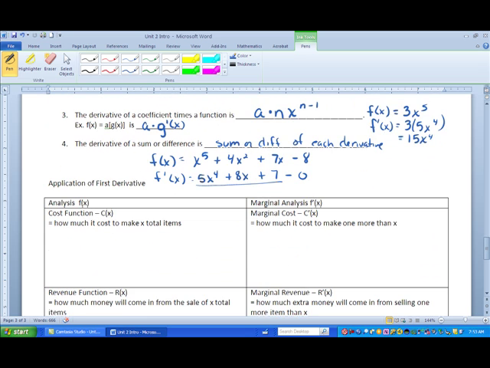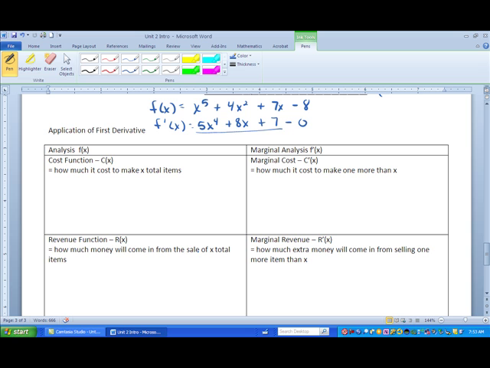And now let's talk about what that means in the business world. There are lots of different functions in the business world, but the 3 main ones are cost, revenue, and profit. And then the other key word is this word right here, and that is marginal. The understanding of the word marginal is really important, so we're going to stress that in just a minute.